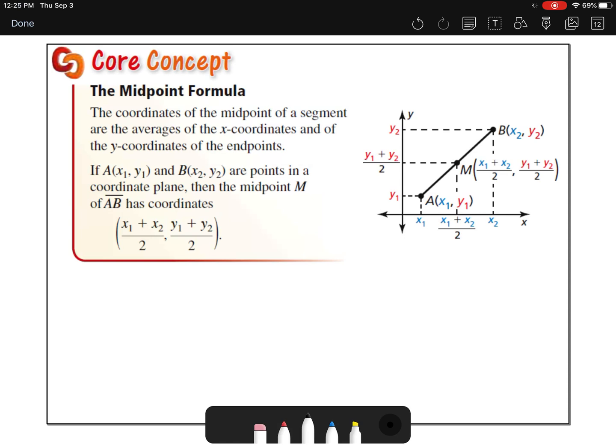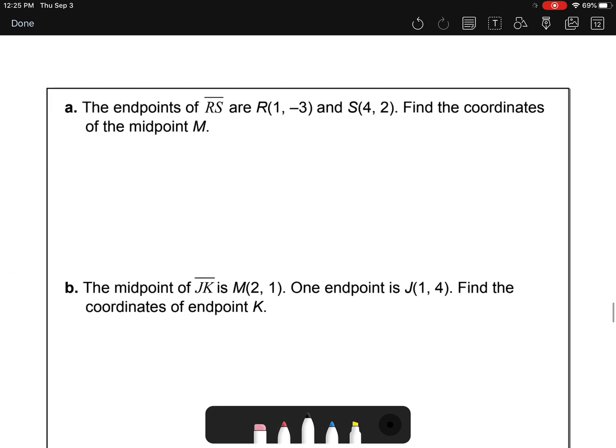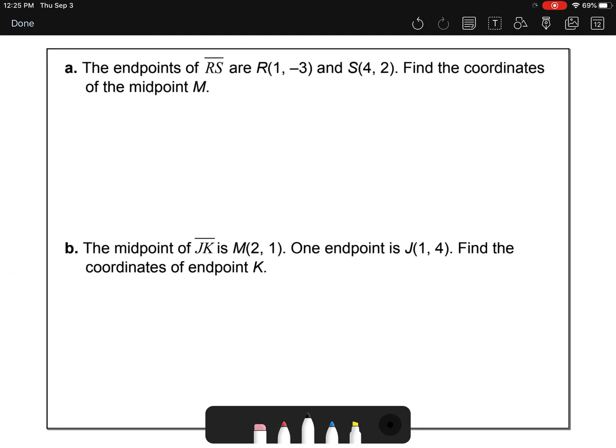All you do to find the midpoint, given coordinates of 2 points, and those coordinates are usually x1, y1, and x2, y2, like right there and like right here, is add the x's, divide by 2, and add the y's, and divide by 2. That is our core concept today.